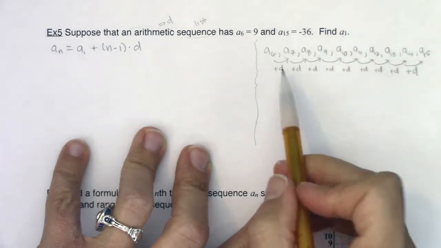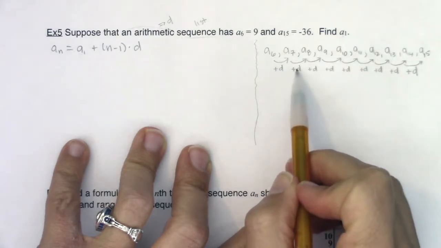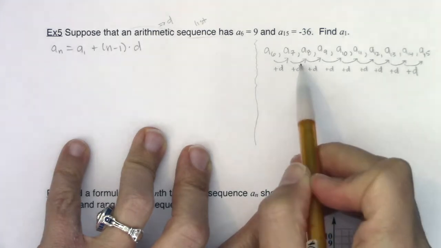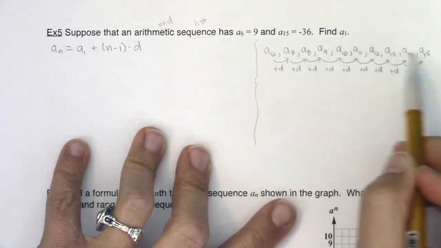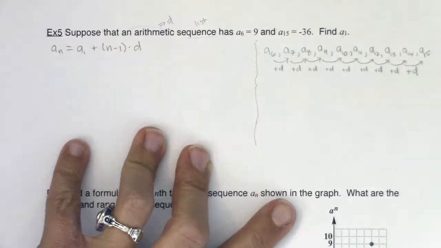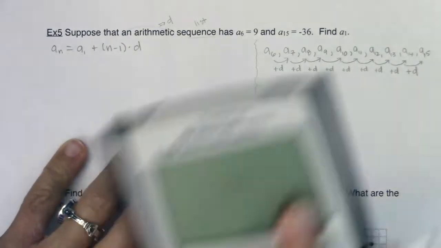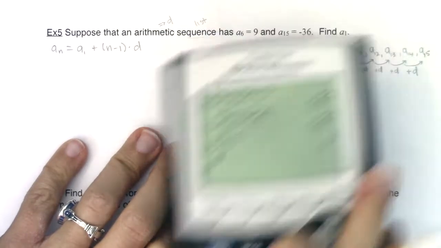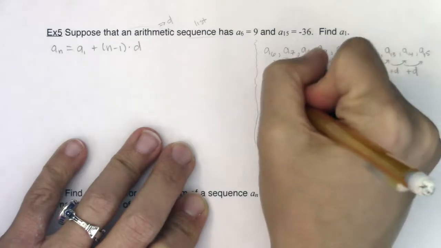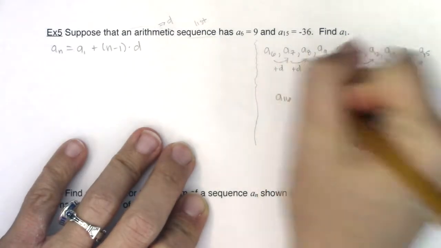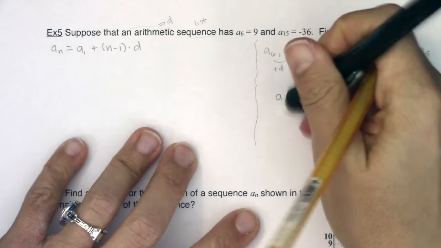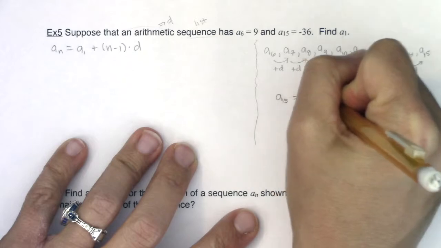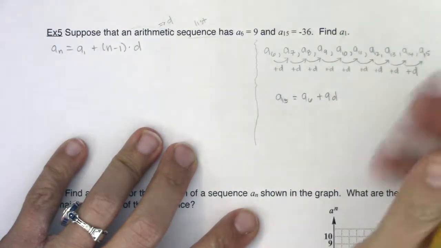All right, and let's count this up. I would have added 1 D, 2 Ds, 3, 4, 5, 6, 7, 8, 9. So to get from a sub 6 to a sub 15, I had to add 9 Ds. And if you're thinking, well, how do I know it's the number 9? Think about the subscripts. If you took 15 minus 6, that is 9 Ds. So what I'm saying here is I know a sub 15 has to be equal to a sub 6 plus 9D. Right? That's what this is telling me.